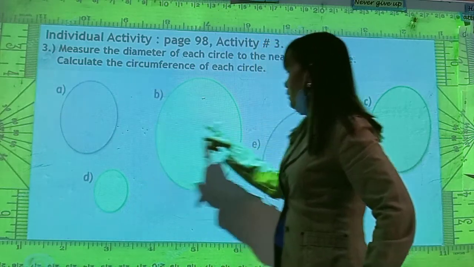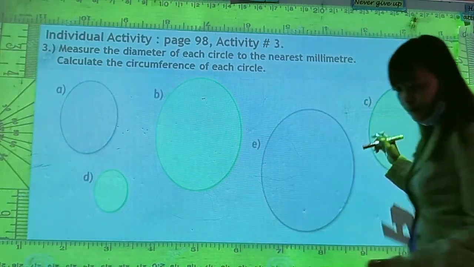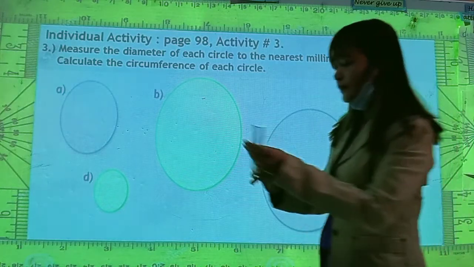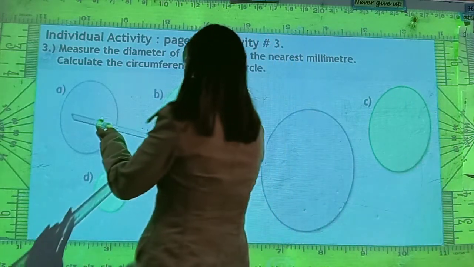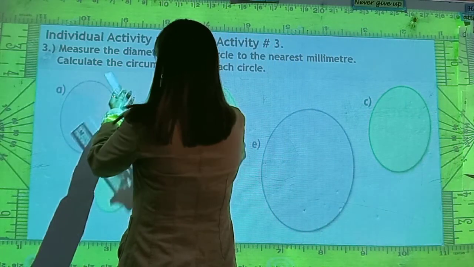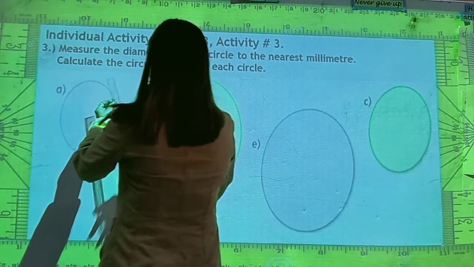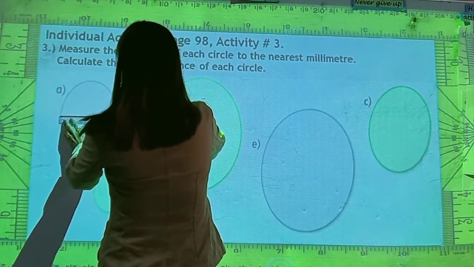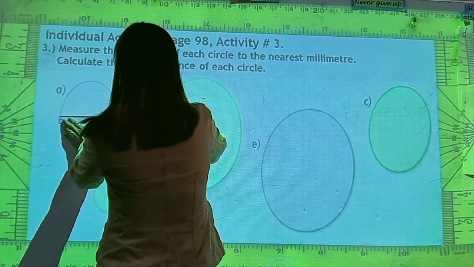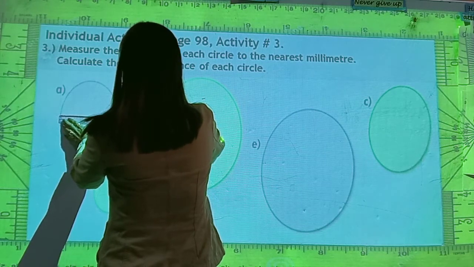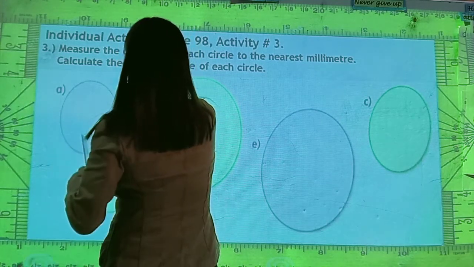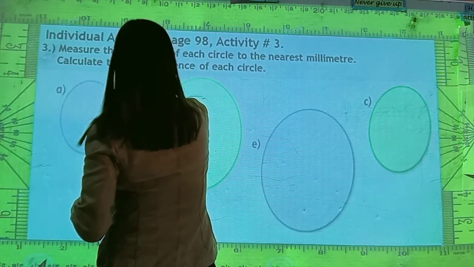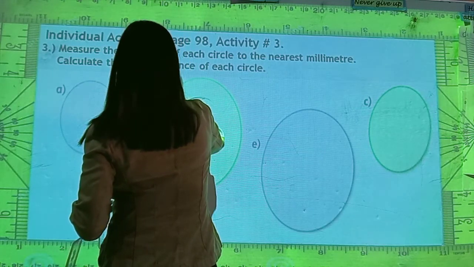Okay? Measure first this one. Let us do the diameter. So we are going to use centimeters. The diameter of this circle goes from 0 to 20. So the diameter is equal to 20 centimeters.